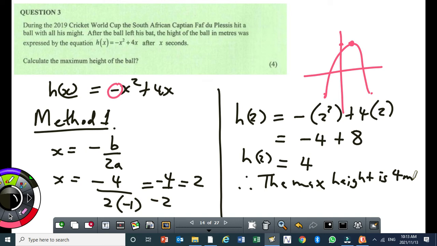Now let's talk about the second method. Are you following? If you get any question under functions talking about maximum, this is the method that you can use. Any question which is talking about a maximum, use this method. This is the easiest method. Right? Then the second method, it will be to complete the square. So let's complete the square. Okay? Let's complete the square.